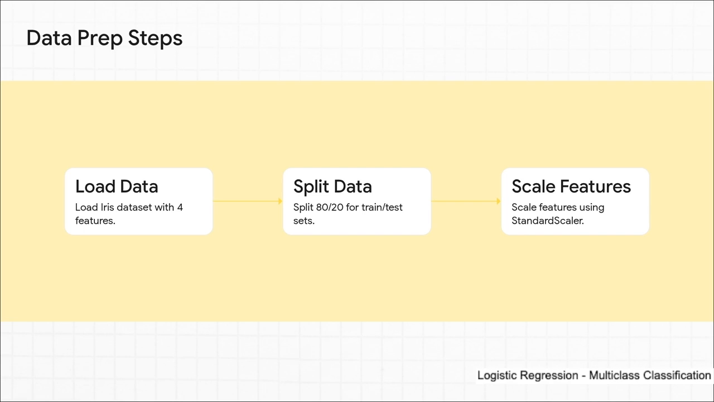Second, we perform a standard 80-20 train test split, so we have a solid chunk of completely unseen data to test our model on later. And third, we scale those features using scikit-learn's standard scaler. That scaling step is absolutely crucial, because keeping our data features on a similar numerical scale ensures our PyTorch optimizer can run smoothly and efficiently.